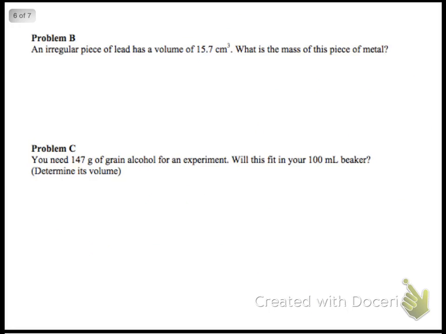All right, problem B. An irregular piece of lead has a volume of 15.7 centimeters cubed. What is the mass of the piece of metal? So we are given the volume, trying to find the mass, but we also are given the density in the table up above. You can look that up, and it's 11.3 grams per centimeter cubed. So the density of lead is 11.3 grams per centimeter cubed.